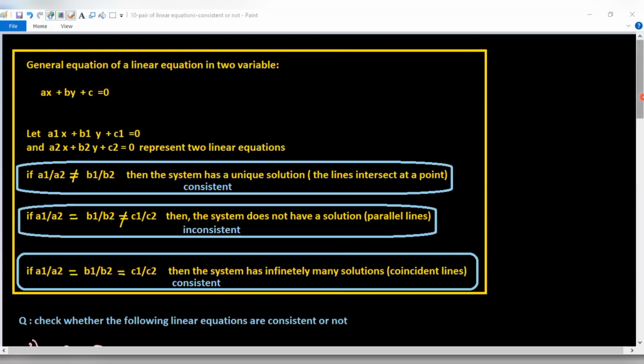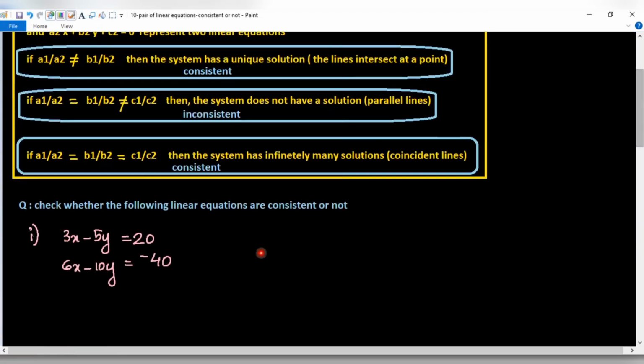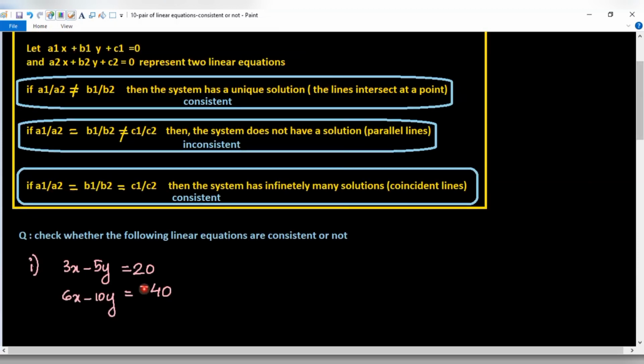In this video, we will learn how to check the consistency of a system of linear equations. Consistent means, suppose these two are the given equations, they have a unique solution or more than one solution. Solution means the value of x and y which satisfies these two equations.